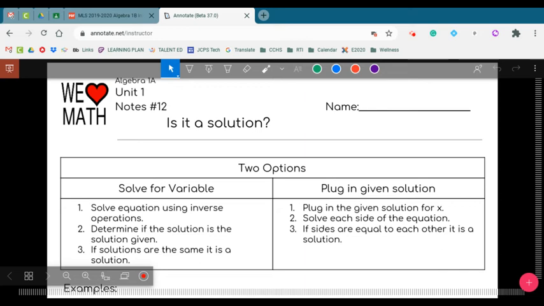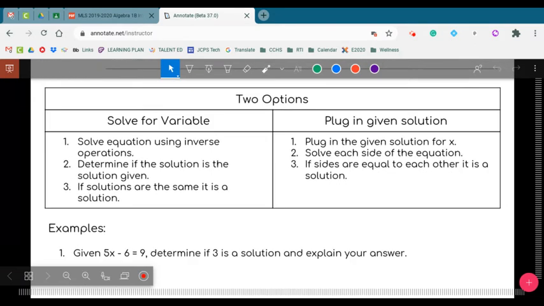Okay, today we're going to do our Unit 1, Notes number 12, is the solution. So this is going to be our last notes before we take our test this week. Whenever we're determining is it a solution, there's two different ways you can do it. One, we can solve for a variable, which is exactly what we've been doing. So we solve the equation using our inverse operations. And then in the question, they'll say, given this equation, determine if this number is a solution.